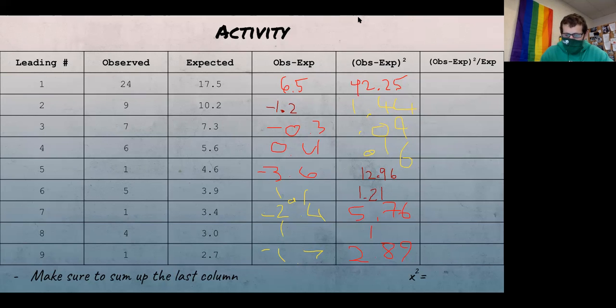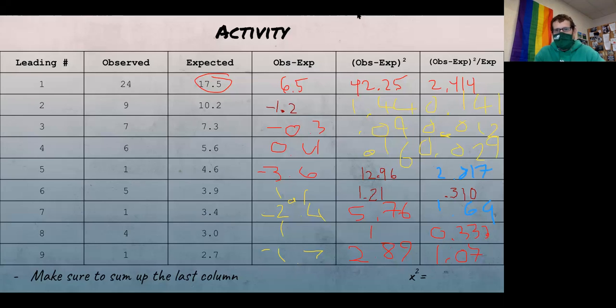So now we can take these values and we want to divide by the expected. So in this particular row for number 1, 42.25 is the observed minus expected squared. When I divide by 17.5, I get 2.414. We can go to thousandths here. So go ahead and calculate all that. And let's go from there.